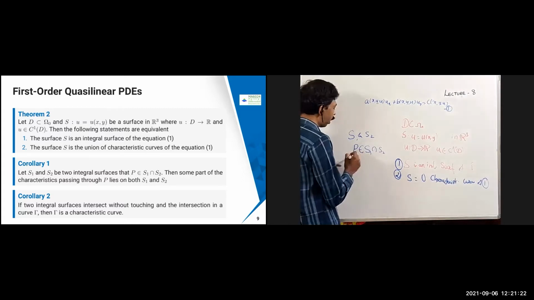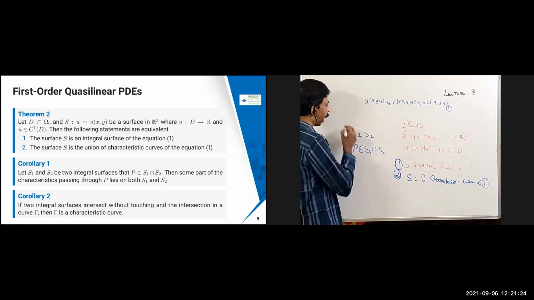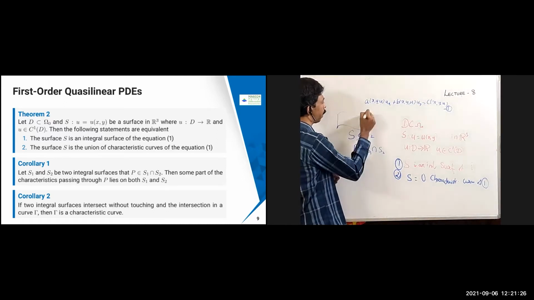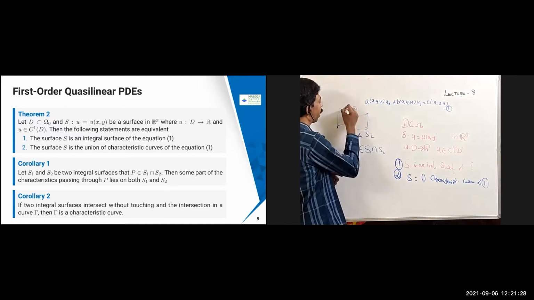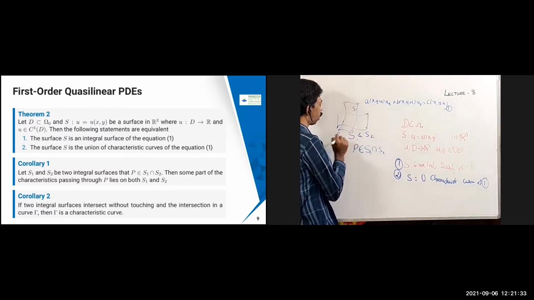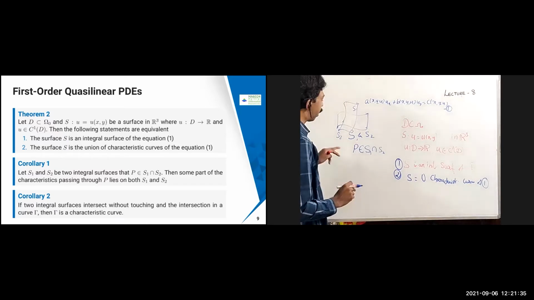So suppose there is a point P. I have two surfaces. This is S1, and I have another surface, let's say S2. So I have two surfaces. Now suppose there is a point.